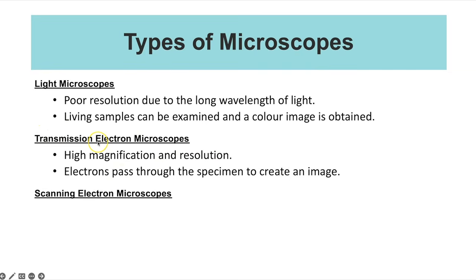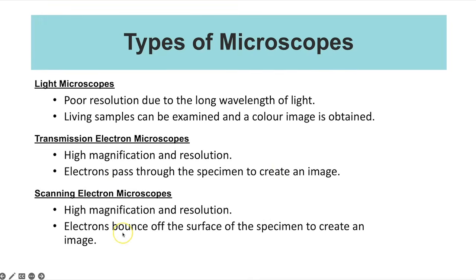That's why it's called transmission, because the electrons are transmitting through the specimen, and different parts will absorb different amounts of electrons, and that's how you get the different shades of grey to create the image. So a transmission electron microscope will enable you to see the internal structures of organelles.